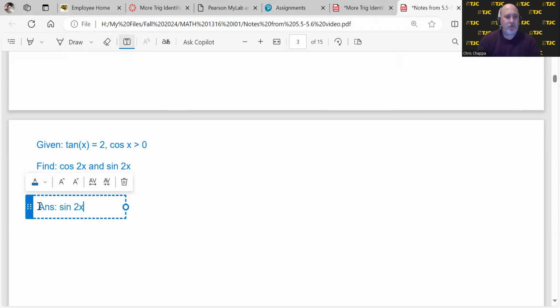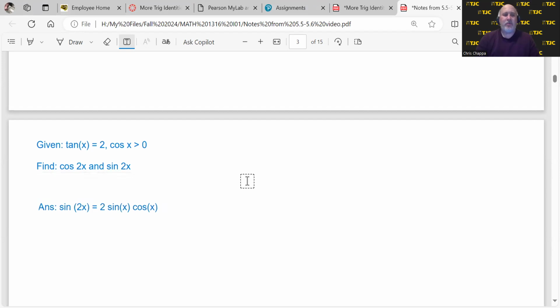For sine of 2x, that's equal to 2 sine x cosine x. I guess I can put these in parentheses to be consistent. You don't always have to put parentheses around the argument of a trig function. If the argument is a little bit chunkier, it's a good idea, but it's never wrong to use it. So if we want to find sine of 2x, then we need to know the value of sine of x and cosine of x. We currently know neither.